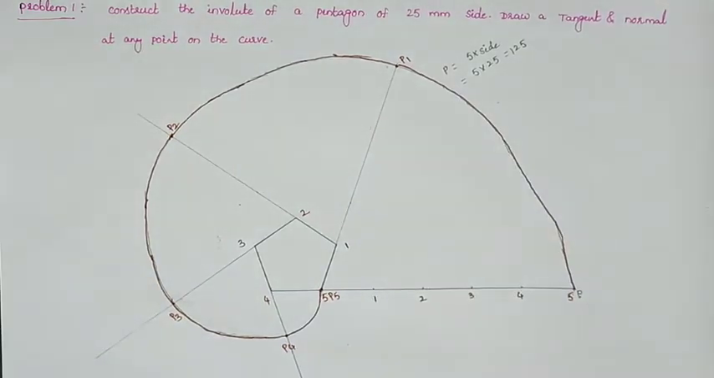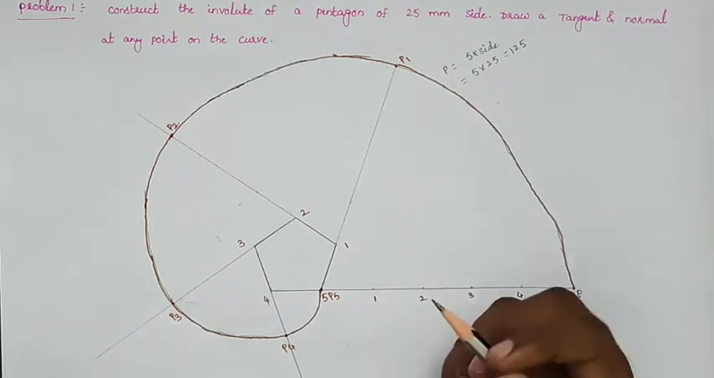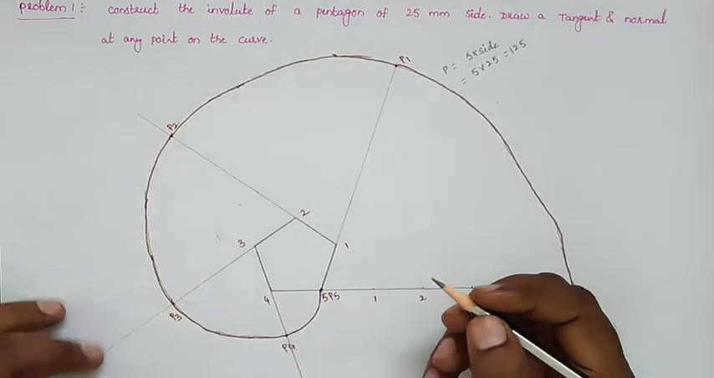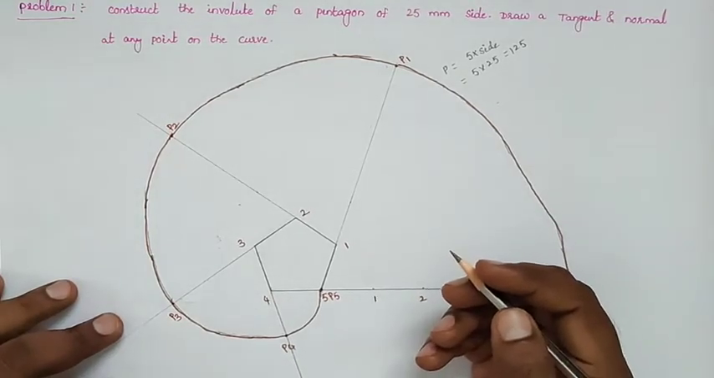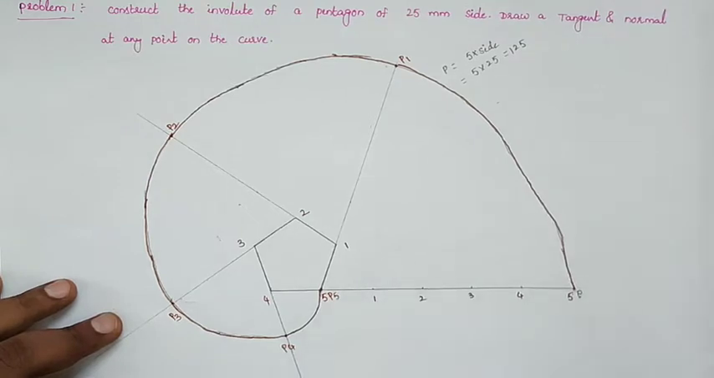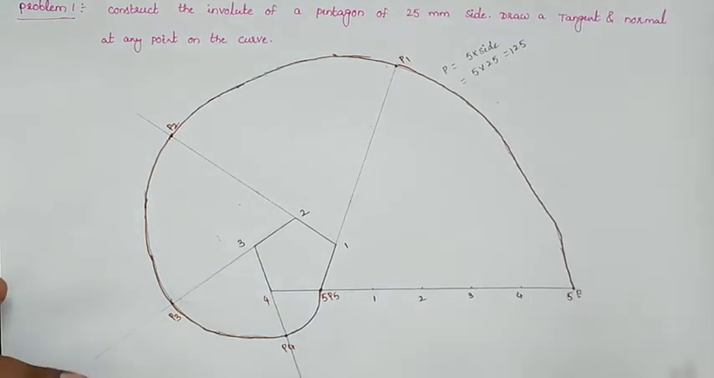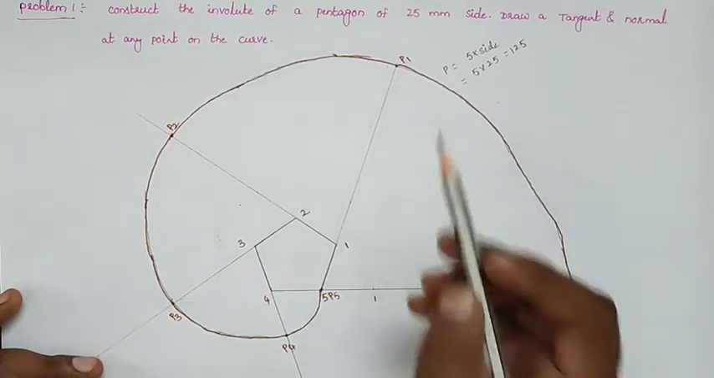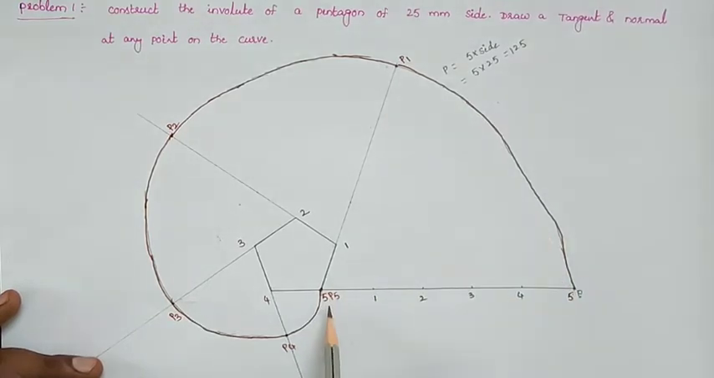So this curve represents the involute of a pentagon. Like that we will draw the involute. After drawing the involute curve, we will draw the tangent and normal. So here you can bisect the angle. Here I am taking the angle P1, P5, P.